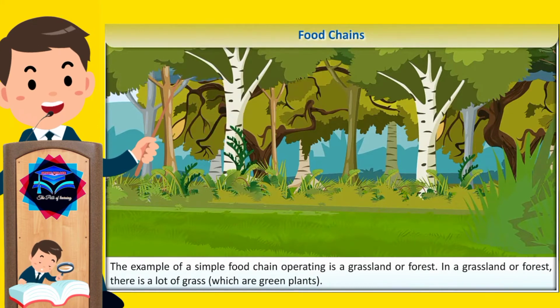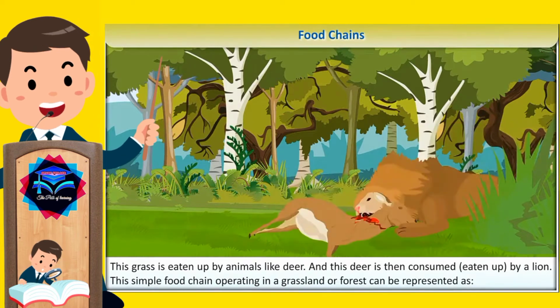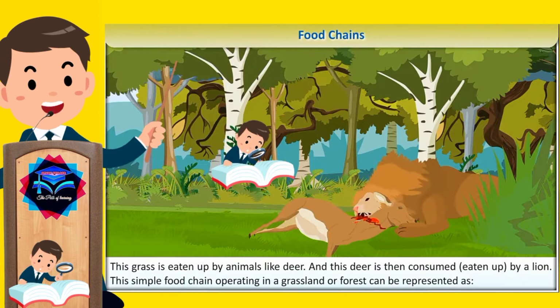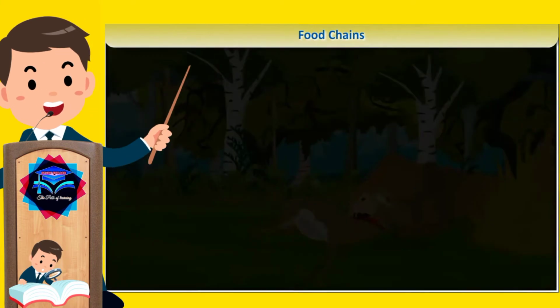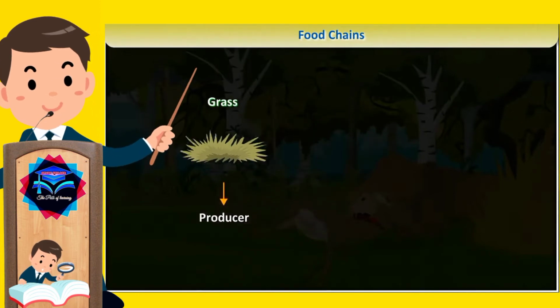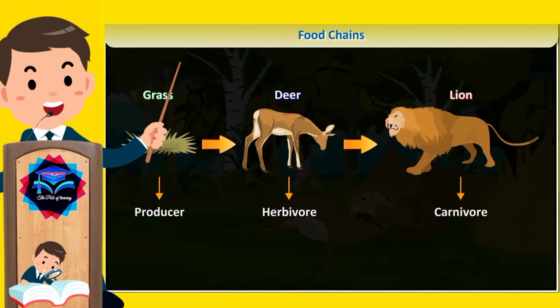The example of a simple food chain operating is a grassland or forest. In a grassland or forest, there is a lot of grass, which are green plants. This grass is eaten up by animals like deer, and this deer is then consumed, eaten up by a lion. This simple food chain operating in a grassland or forest can be represented as grass, producer, deer, herbivore, lion, carnivore.